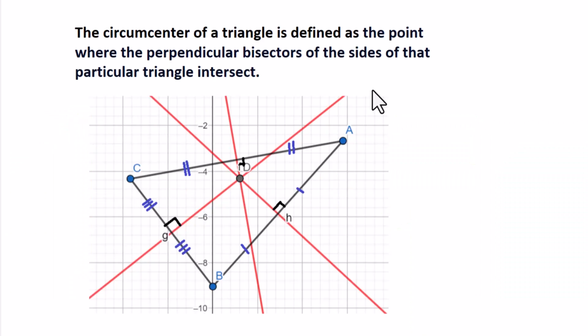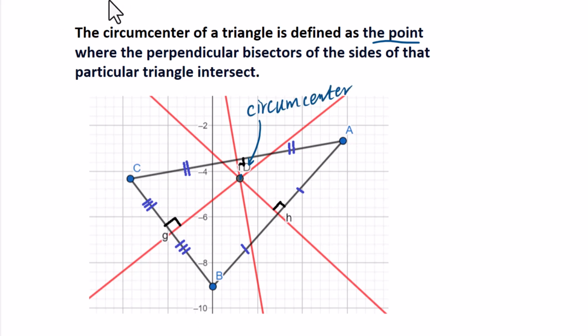This video is about finding the circumcenter of a triangle. The circumcenter of a triangle is defined as the point where the perpendicular bisectors of the sides of that particular triangle intersect. In this triangle ABC, three perpendicular bisectors intersect at D. We call this D the circumcenter of this triangle.